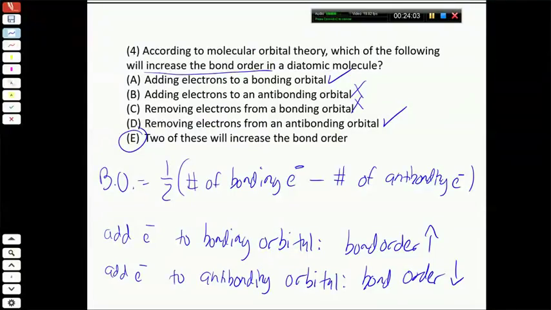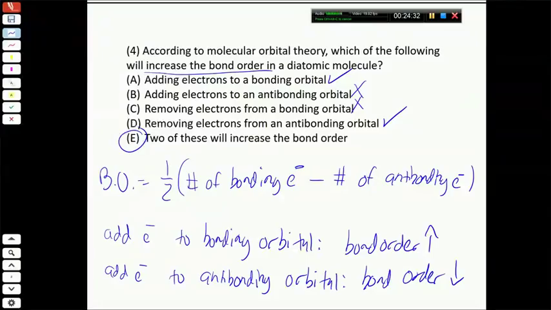Okay? Any questions on this? Yeah, so the correct answer would still be 2 of these, but it would be B and C instead of A and D. That's correct. So decreasing the bond order, you just have to do the opposite. You have to either remove electrons from bonding orbitals or add electrons to anti-bonding orbitals.